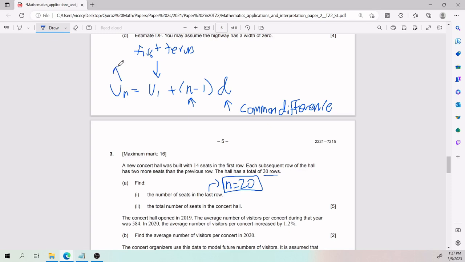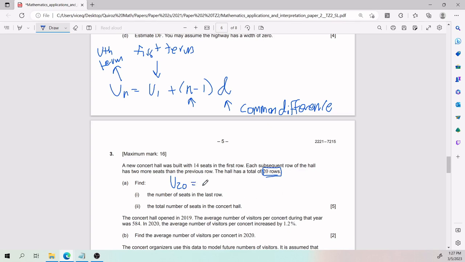And u_n is going to be your nth term, if you want to call it that. Depending on what n is, that's going to be your term. So the number of seats in the last row is going to be my u_20. Why is it u_20? Because there are a total of 20 rows, and my u_20 is going to be the number of seats of the last row.